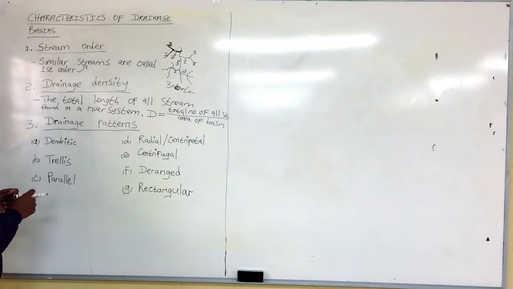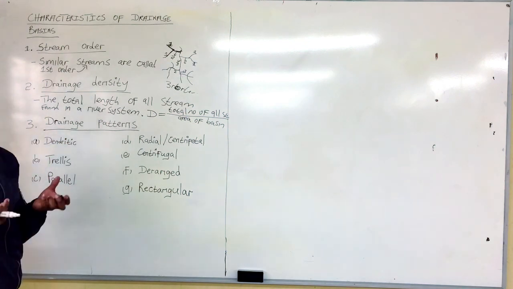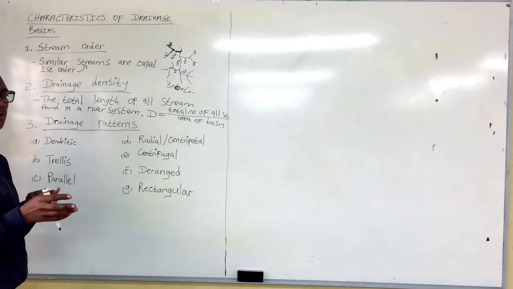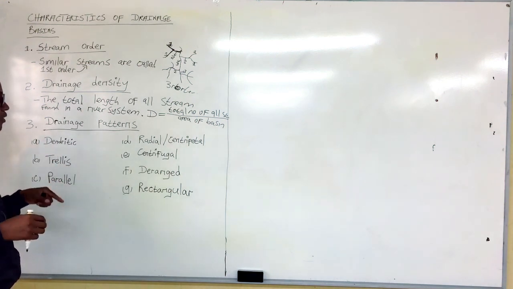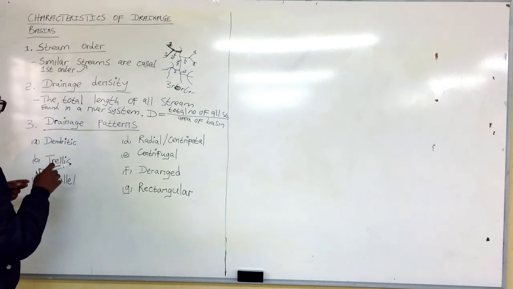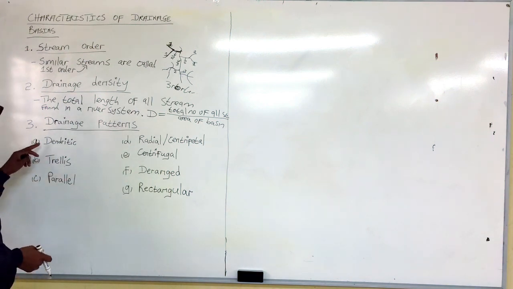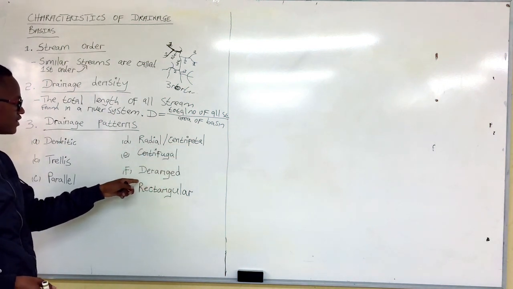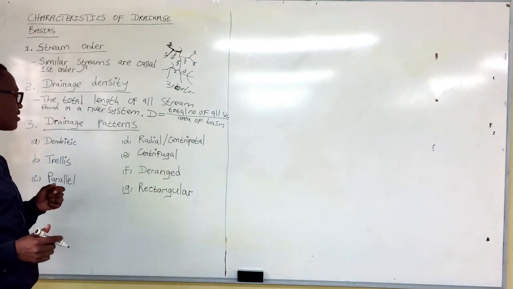And then the third thing is drainage patterns. Drainage patterns are shapes that are formed by a river when it flows. So when the river is busy flowing on the surface of the ground, it forms different patterns depending on where it flows. So the 7 drainage patterns that we'll be discussing are Dendritic, Trellis, Parallel, Radial or Centrifugal, Deranged, Rectangular. So these are the 7 drainage patterns that we are going to discuss.